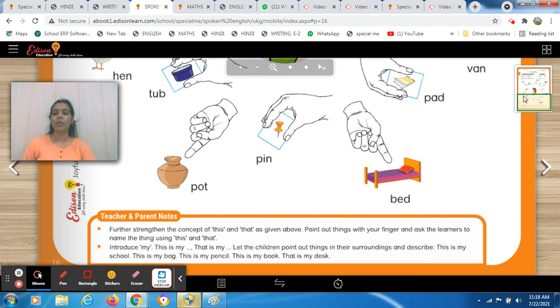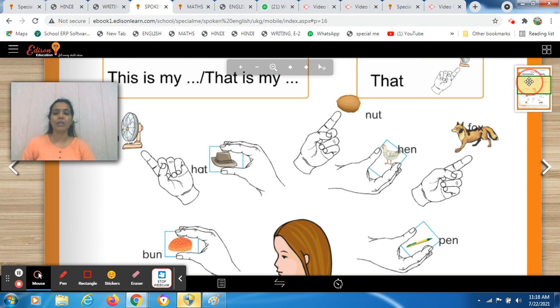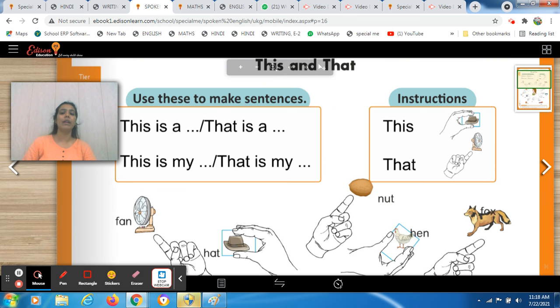Okay. So you will use this and that in your routine life for describing particular things. Students, before starting this, let me tell you where we have to use this and where we have to use that. Okay, see this picture very clearly. Those things which are near to us. Suppose I'm having my mobile phone near to me, right? I'm holding it in my hand and this mobile phone is nearby me. So what will I say? I will use this for that.